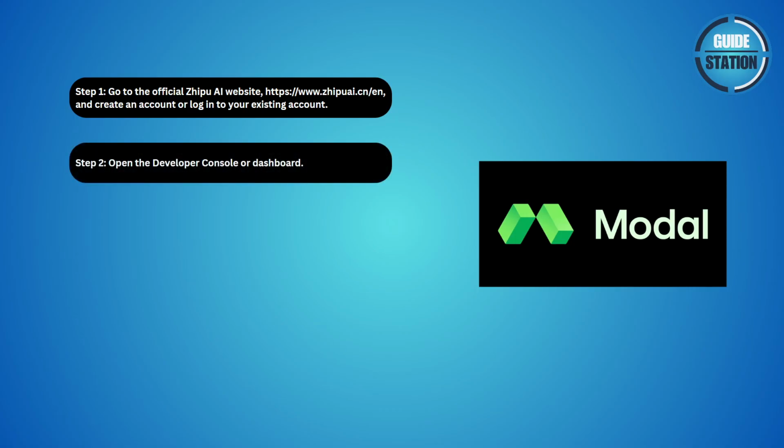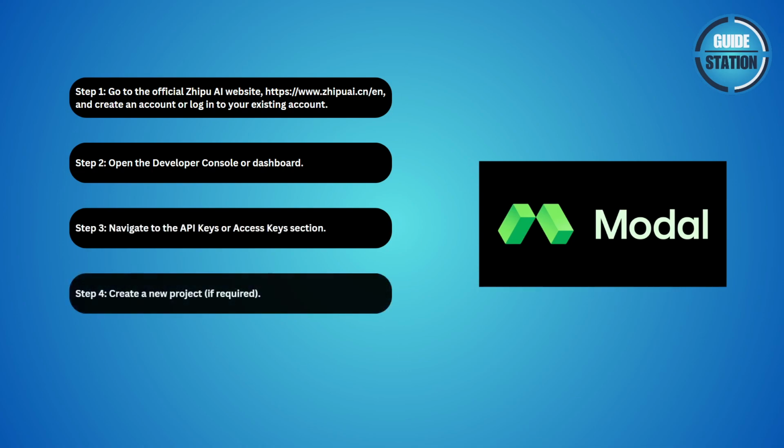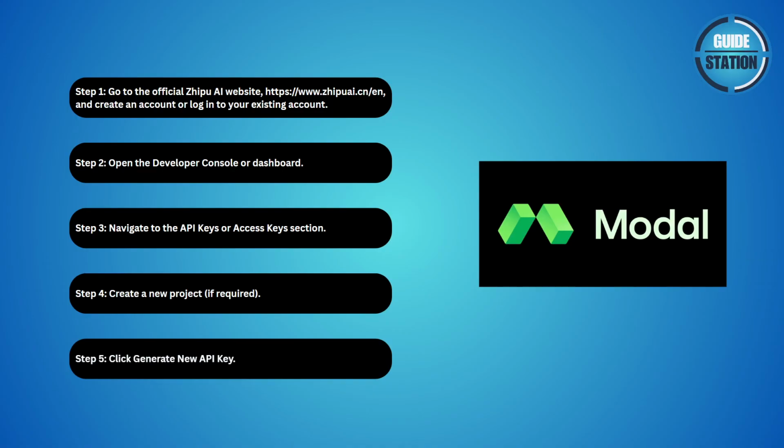And then once you're logged in, you want to head over to the developer console or dashboard where you manage API access. Then look for a section labeled API keys or access keys inside your account settings. If required, create a new project first by giving it a name and confirming the setup. After that, click on Generate a new API key to create your key.